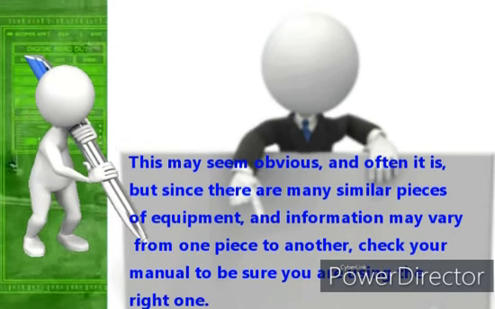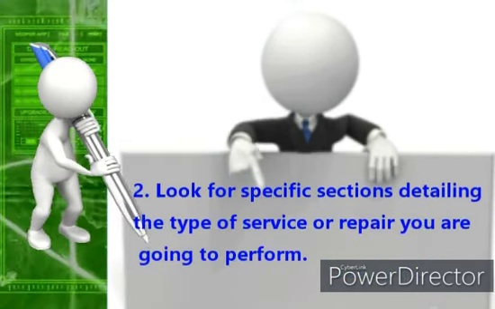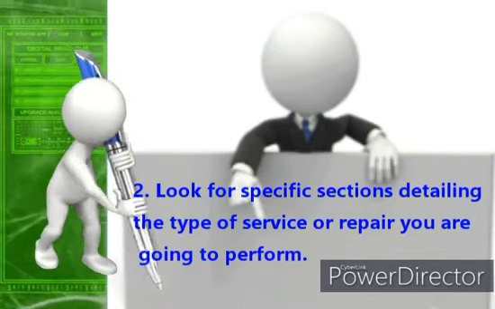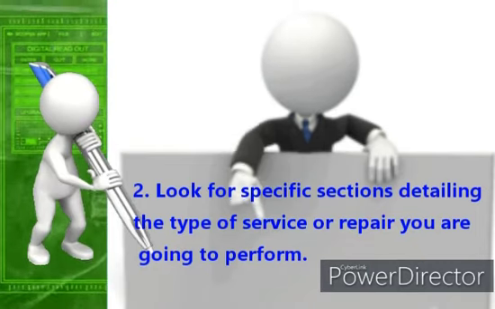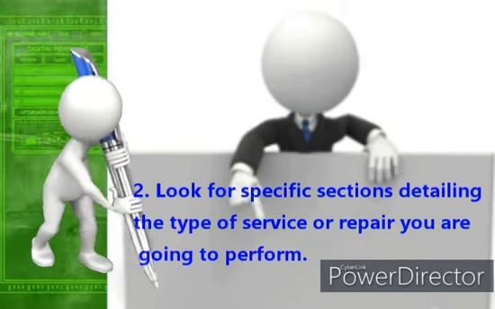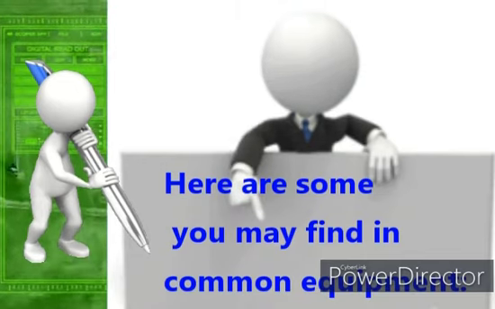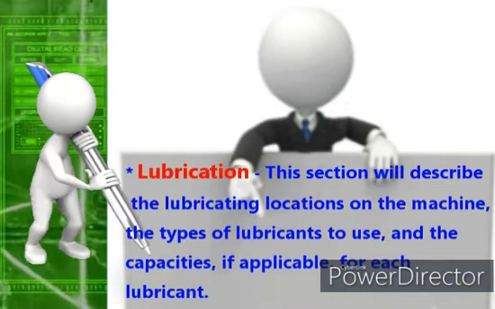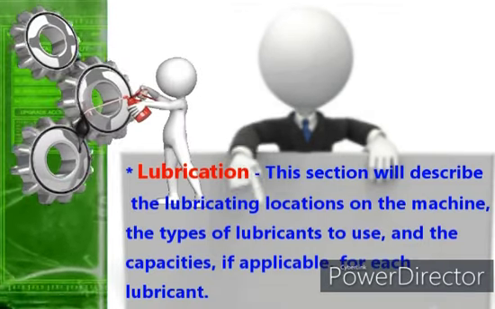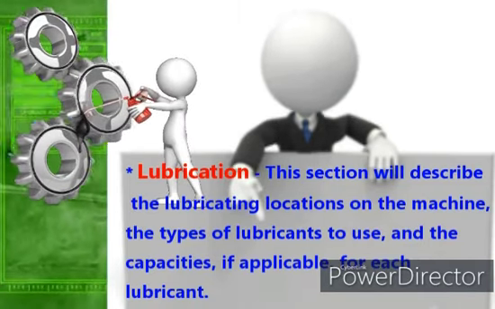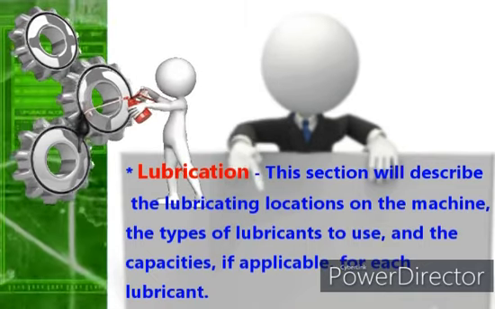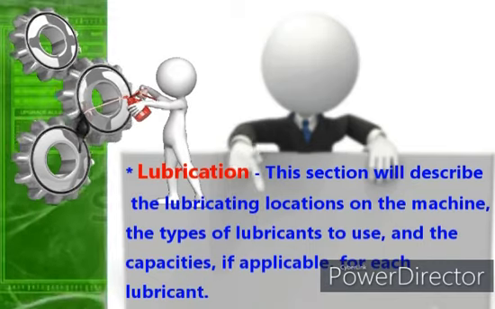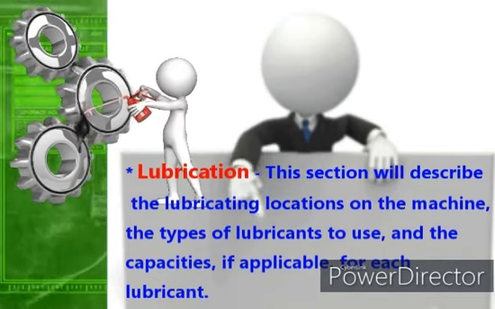Number two, look for specific sections detailing the type of service or repair you are going to perform. Here are some you will find in common equipment. First is lubrication. This section will describe the lubricating locations on the machine, the types of lubricants to use, and capacities, if applicable, for its lubricant.